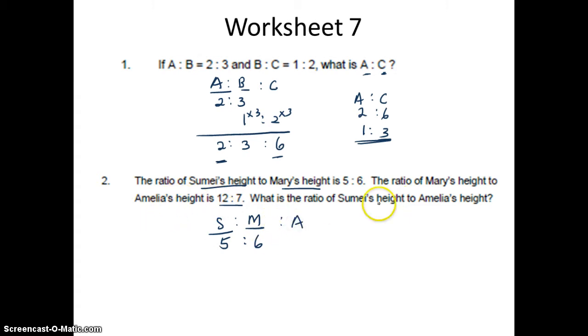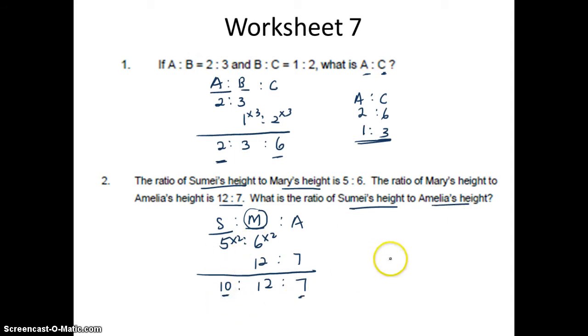Mary is 12, Amelia is 7. We need to make Mary the same. So I multiply. 6 times 2 is 12. 5 times 2 is 10. And for Amelia, there is no change. What is the ratio of Sumei's to Amelia? Sumei to Amelia is 10 is to 7.